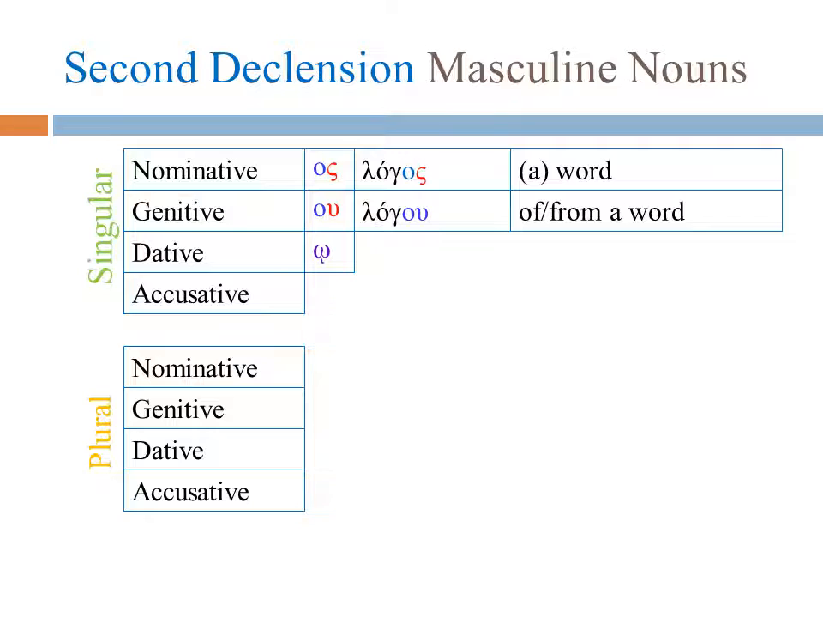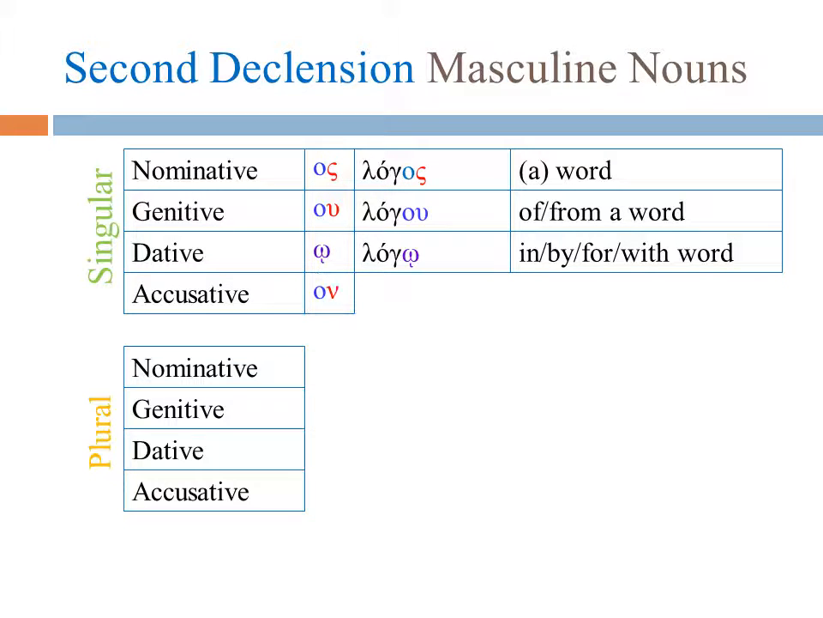The dative is an easy one for us because remember, any noun that ends with an iota subscript is dative singular. So the dative is omega iota subscript, and that is pronounced logo because the iota does not affect the pronunciation, and omega is there, so we have logo. In, by, for with the word, or this is also the indirect object. The accusative is nu, and it's the same ending as the first declension, omicron nu. Logon, then, is word, which is the direct object.